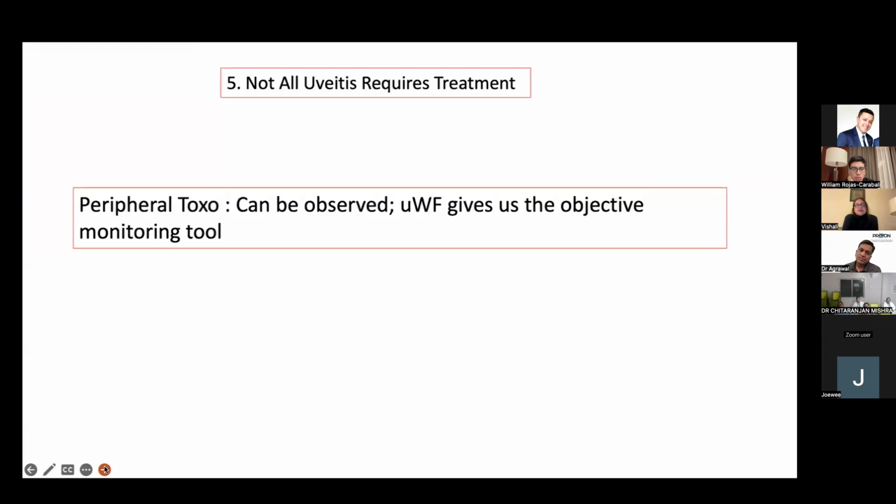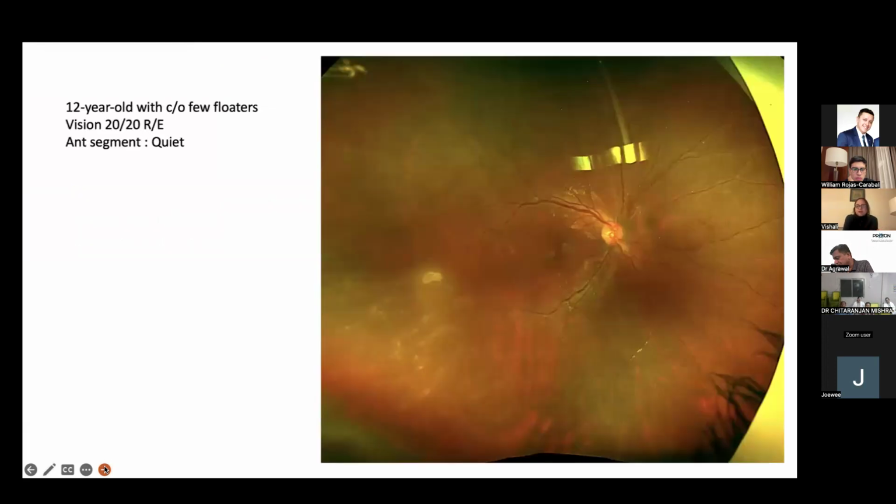And the last, number 5, utility of ultra wide field. We all understand not all uveitis requires treatment, and some lesions can be observed. I already showed an example of peripheral toxo. Lesions like that, we have always been observing. Ultra wide field just gives us an objective monitoring tool.